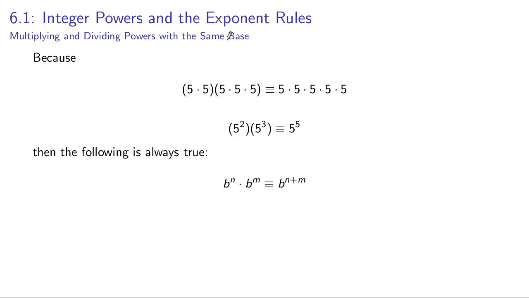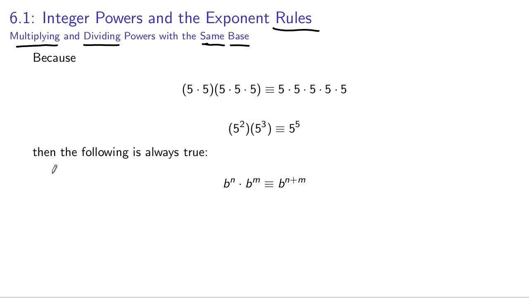So let's talk about the different rules that we have. First, we're going to focus on multiplying and dividing powers that have the same base. Because we can multiply 5 by itself twice and then multiply 5 by itself 3 times, and that's equivalent to dropping the parentheses and multiplying 5 by itself 5 times, we can write that as 5 squared times 5 cubed is 5 to the 5th.